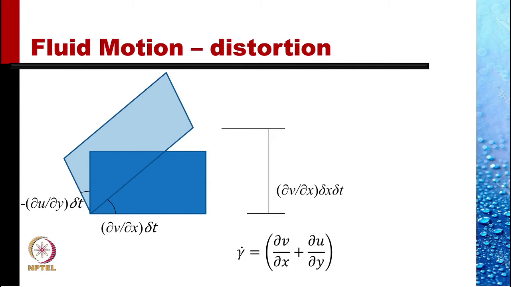This rate of distortion is the shear straining, and this shear straining causes shear stress. We had seen earlier when we had flow through a channel in which there was only one component of velocity u, which was a function of y, the rate of strain, the rate of distortion was just du by dy. In two-dimensional flow, this would be dv by dx plus du by dy.